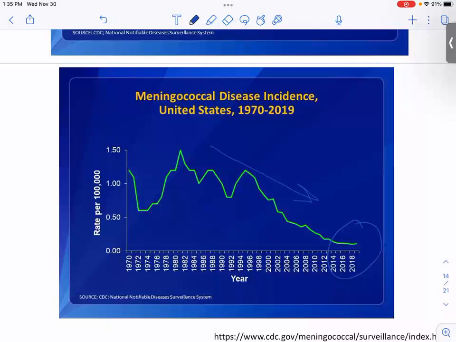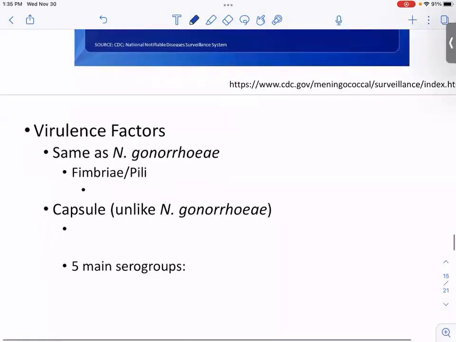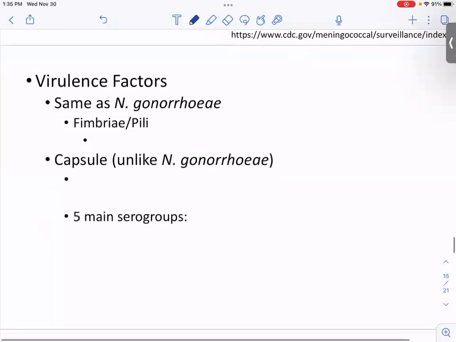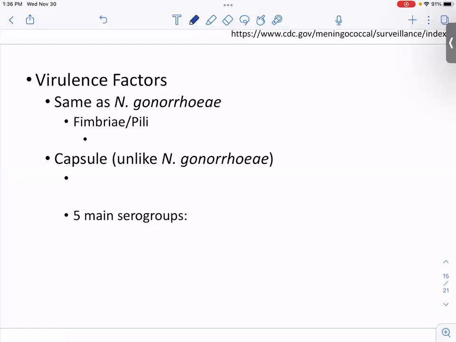All right. So I already mentioned the endotoxin as a virulence factor. Pretty much other ones similar to Neisseria gonorrhoeae. It's got fimbriae, pili, of course, that are going to have adhesins specific for the meninges. Okay, not the genital tract, but the meninges.